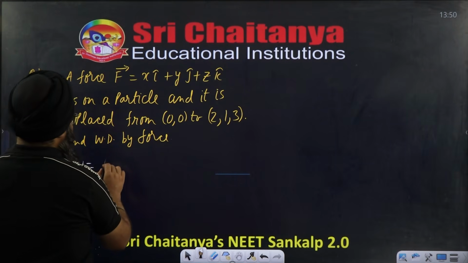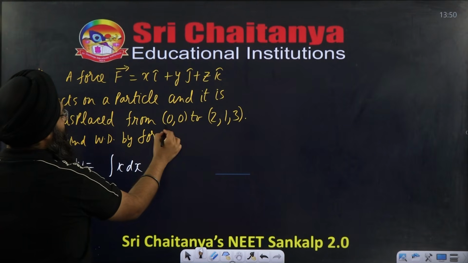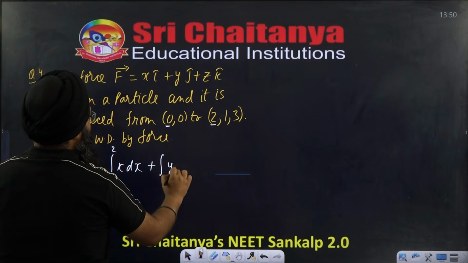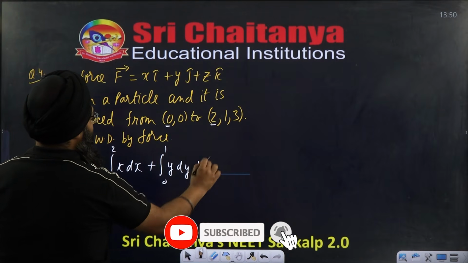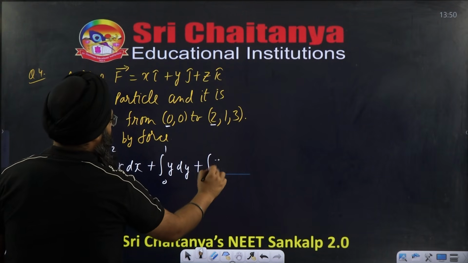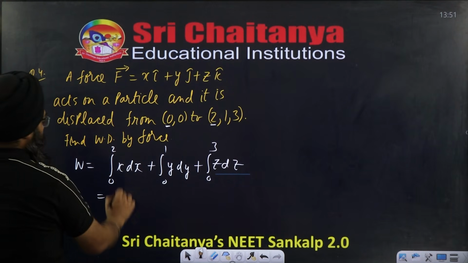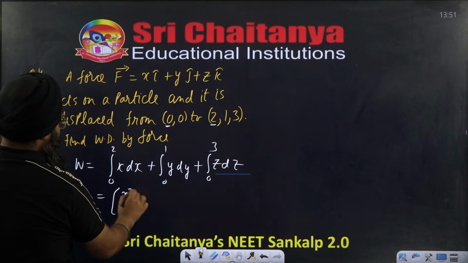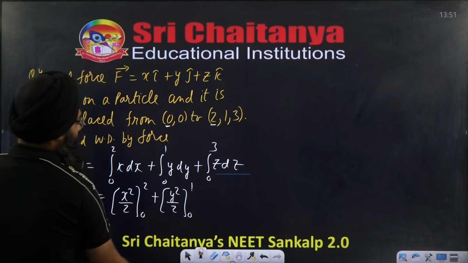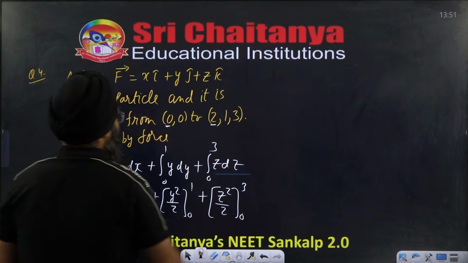Work done will be equal to the integration of Fx, which is x, into dx, from where to where? x is 0 to 2, plus the integration of y dy from 0 to 1, plus the integration of z dz. Fy is basically y, and Fz is basically z. So z dz from 0 to 3. Just integrate it now. So what will you get? x square by 2 from 0 to 2, plus y square by 2 from 0 to 1, plus z square by 2 from 0 to 3. So what will be the value of work done?